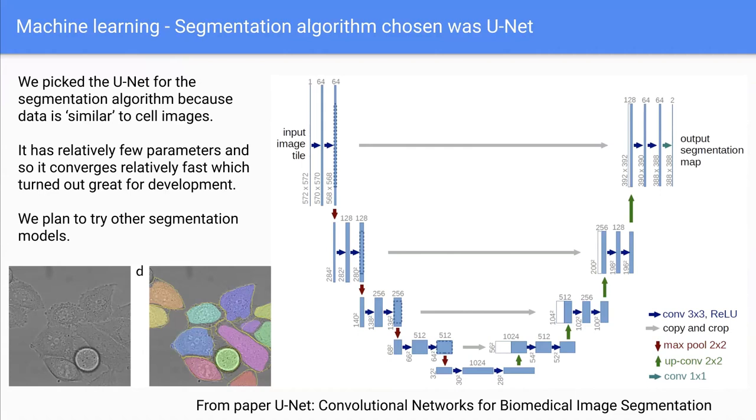And it worked very well for segmentation of biomedical stuff, like cell bounds and so on. And I thought, well, the data looks similar, let's try it, and it worked fine. It would be nice to try some other models as well, but this worked pretty good, and there was not time to do others.